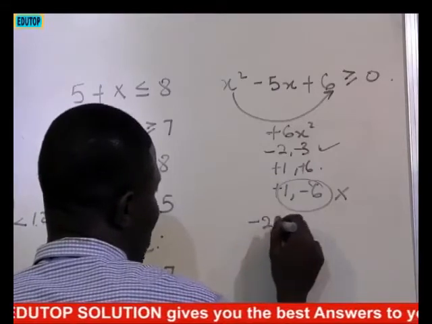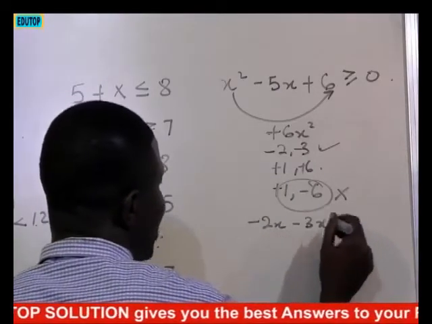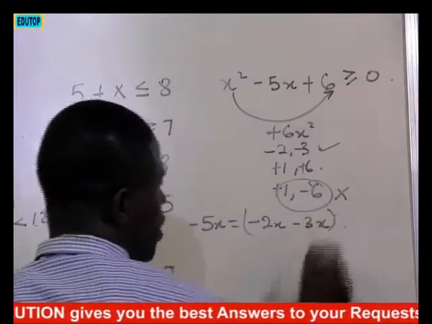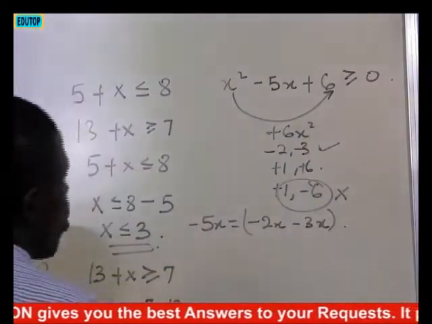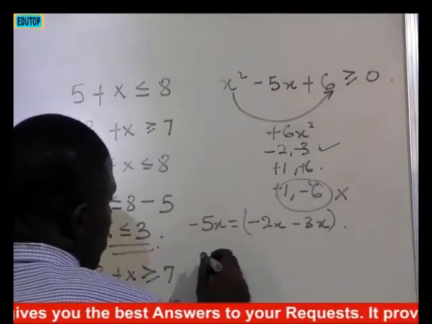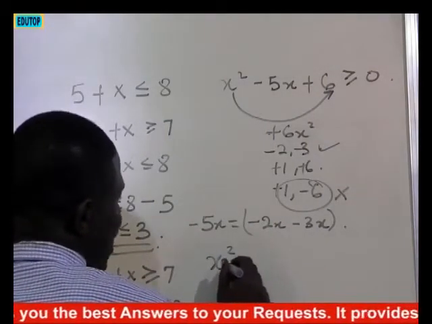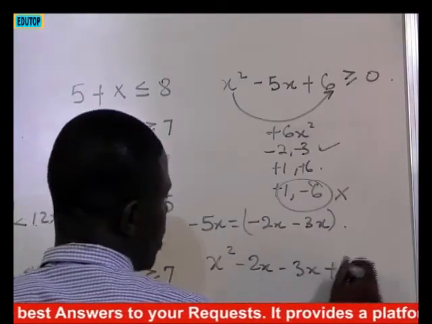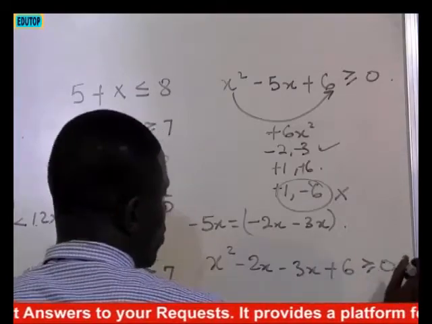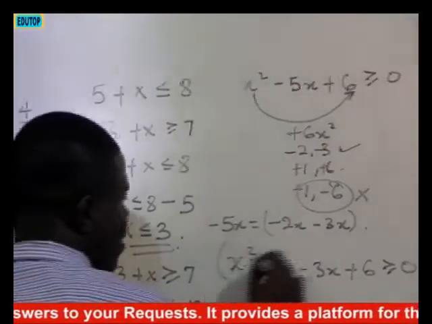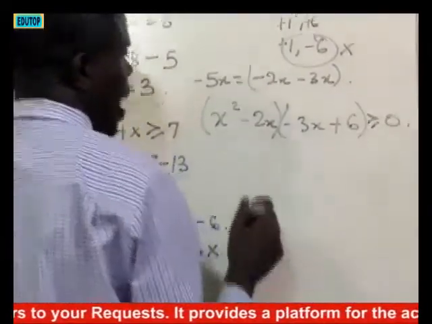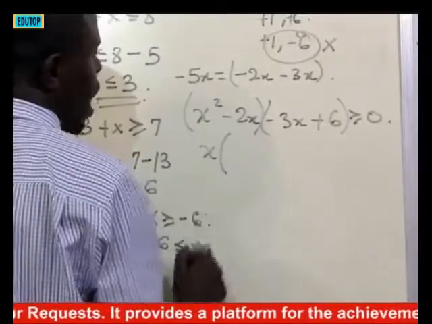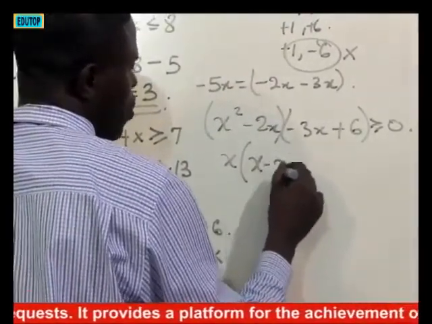Then it will be minus 2x minus 3x. Anywhere we see minus 5x, we replace it with what we have here. So let's go back to our original equation where we have x squared. Instead of writing minus 5x, I'll write minus 2x minus 3x plus 6 greater than or equals to what? 0. So at this point, I can now dissect what I have. By dissecting this, what is common here? X is common. I bring it out. I'll be left with x minus 2.